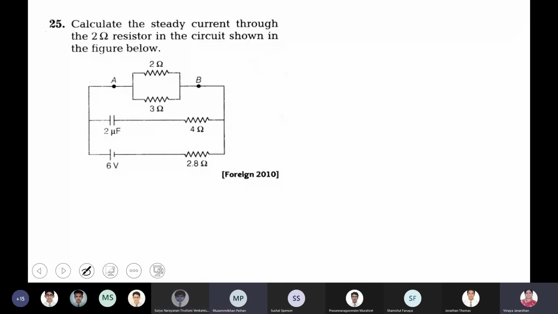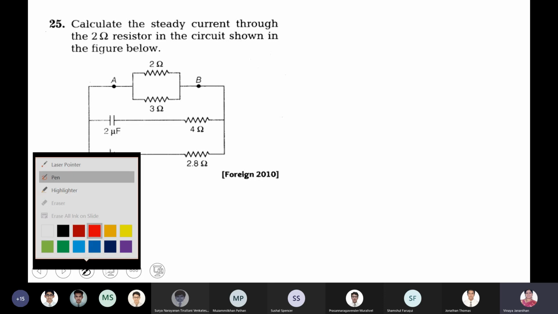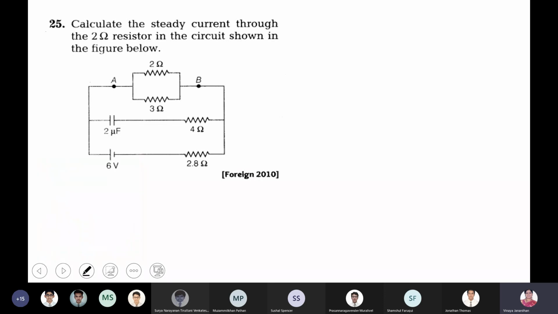Now, for this, calculate the steady current flowing through the 2 ohm resistor in the circuit. Keep this in mind: in such circuits, boys, the current will not flow across the arm where you have your capacitor.